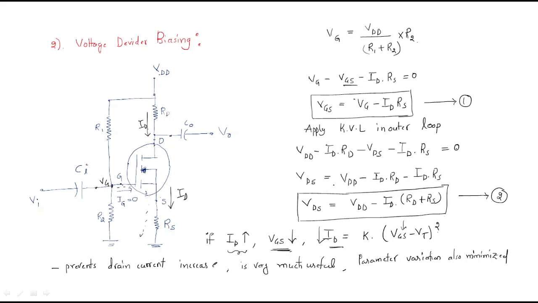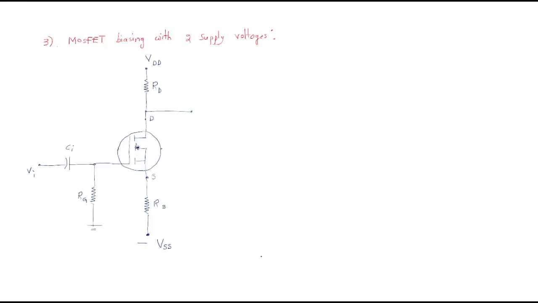In the case of BJT also we have voltage divider biasing, and it is very much applicable there. With this voltage divider biasing we have some more techniques. The next technique is MOSFET biasing with two supply voltages. Look here, we are giving VDD on the positive side and VSS on the negative side.